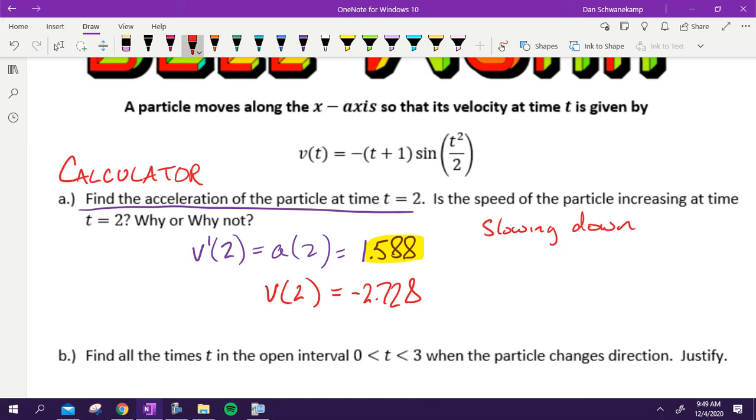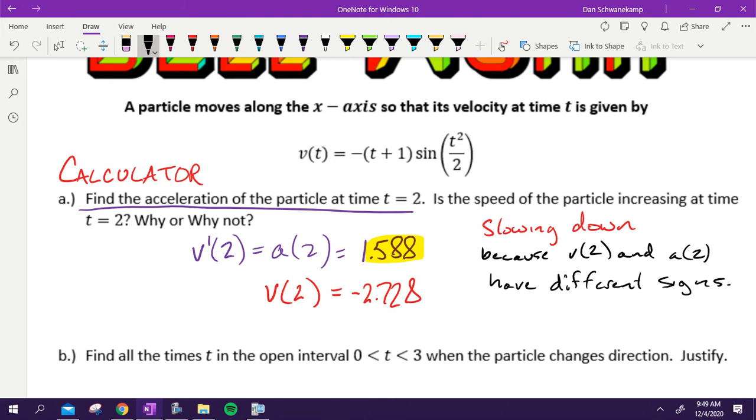And my justification for this, the why or why not part, should be really easy. I'm slowing down because v of 2 and a of 2 have different signs. Done. That's it. That's all you need to write there for that justification. But it's very important that you write out what acceleration is and that you write out what velocity is. Then the justification can be easy.